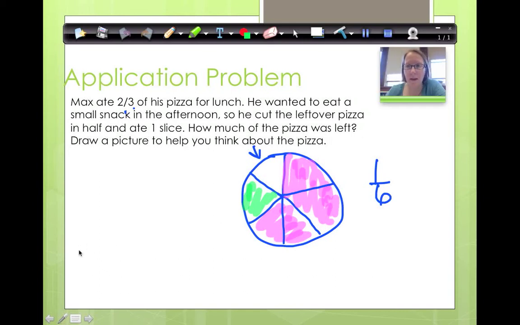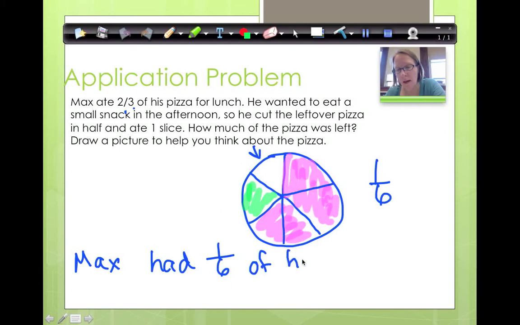We need to write the statement. Max had 1/6 of his pizza left. Good. Okay, moving on.